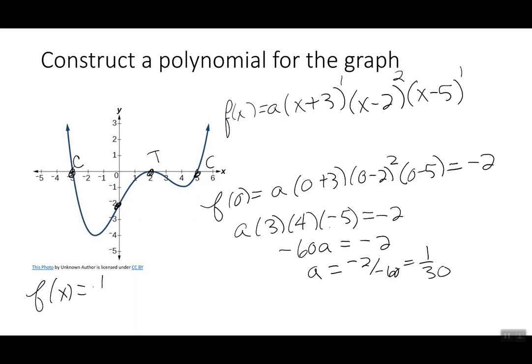The function is 1 over 30, x plus 3, x minus 2 squared, and x minus 5. So I can see all of my factors. I have the right leading coefficient. Let's try it again.